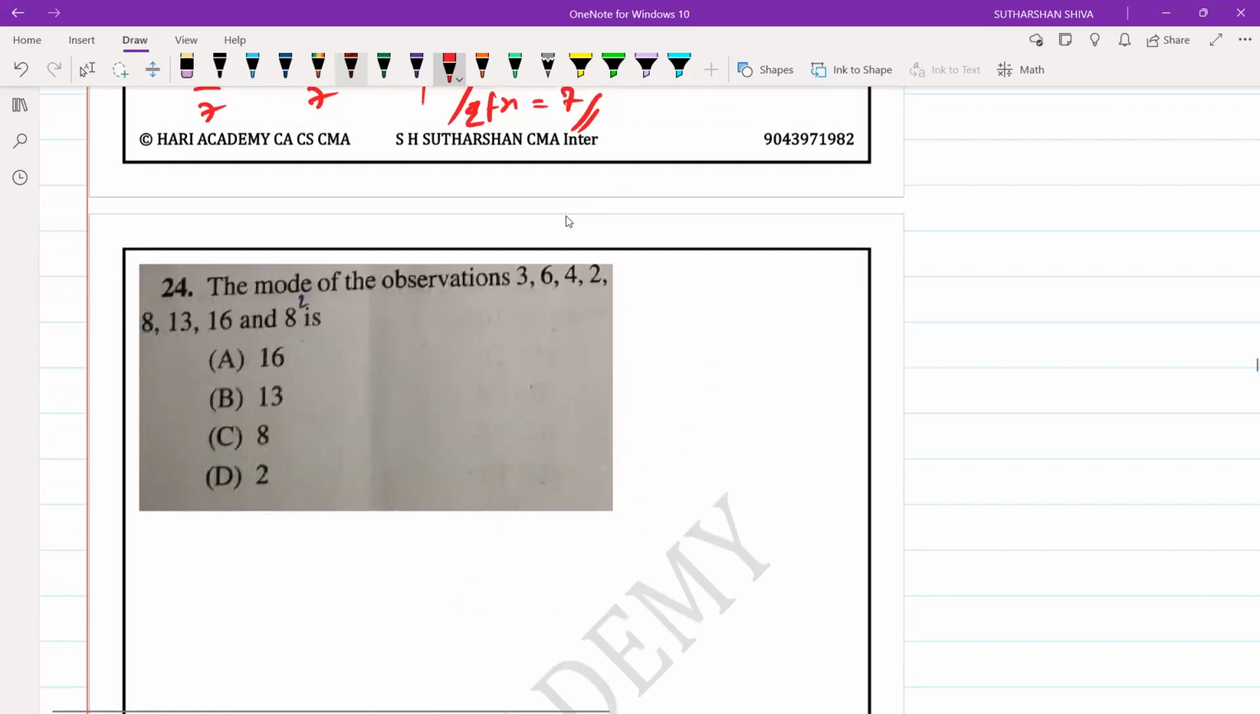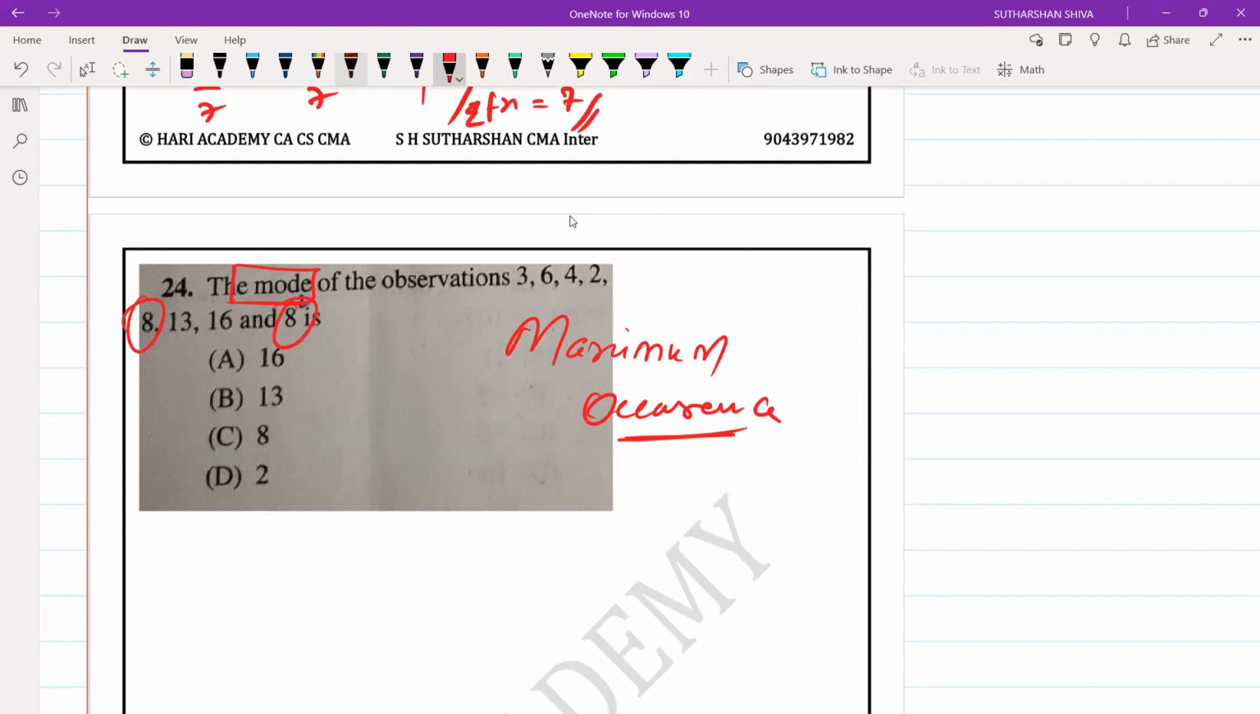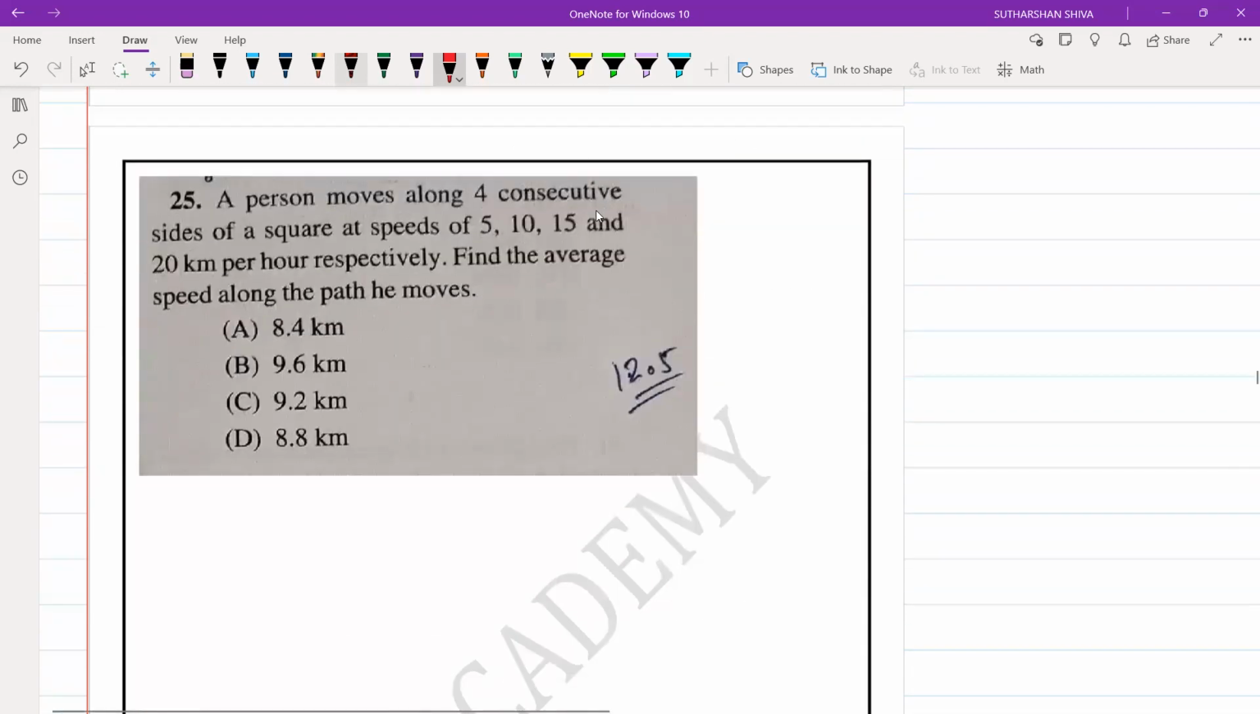Now question 24. You can do it orally, my dear. What is a mode? Mode is the maximum occurrence. This kind of question they are asking for 2 marks. You can easily grab these 2 marks. 8 is repeated 2 times. So my answer is option C. Now, 25.